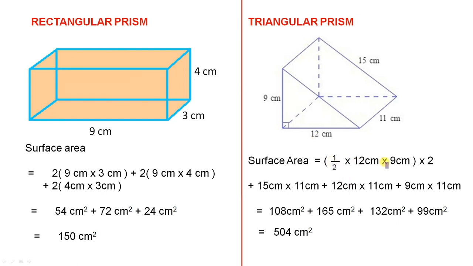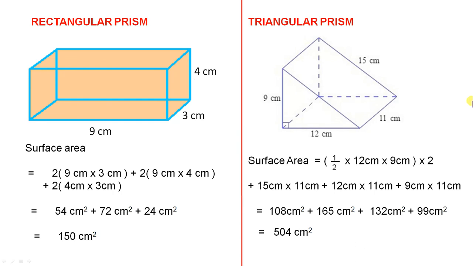So, this part here, that's the two triangles together, will be 108 square centimetres. This part here will be 165 square centimetres. That part is 132 square centimetres, and that's 99 square centimetres. When we add all those up together, we get 504 square centimetres as the surface area of the triangular prism.